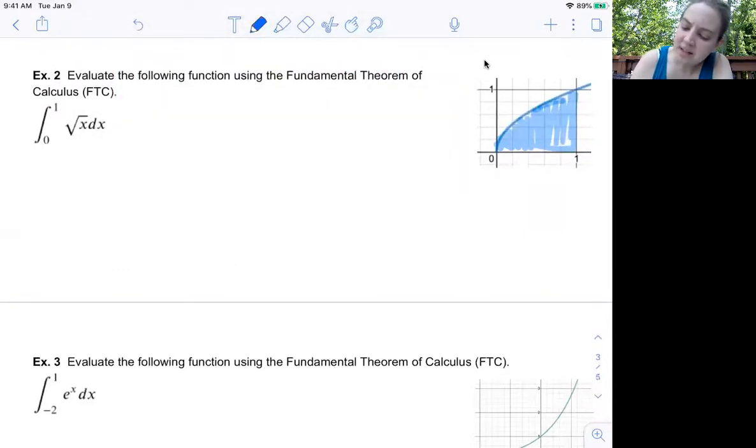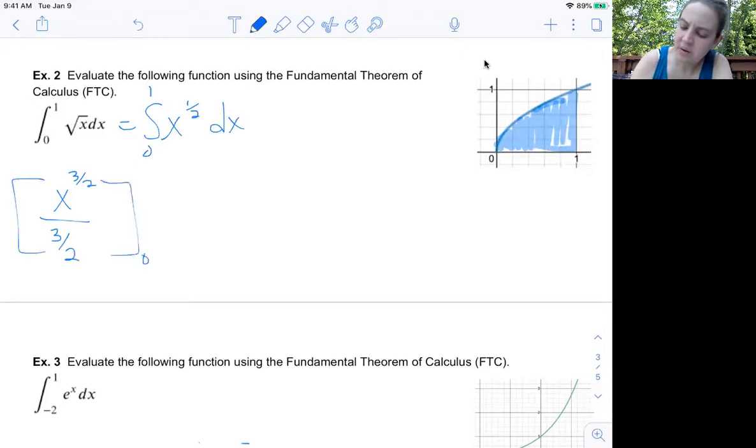So this is equivalent to the integral from 0 to 1. How do we rewrite square root? With a 1/2 exponent dx. What's my new exponent? It's 3/2. Divide by 3/2. I would put a plus c, but I don't have to worry about it. Between 0 and 1. So instead of dividing by a fraction, we multiply by the reciprocal. This is 2/3. X to the 3/2 between 0 and 1.